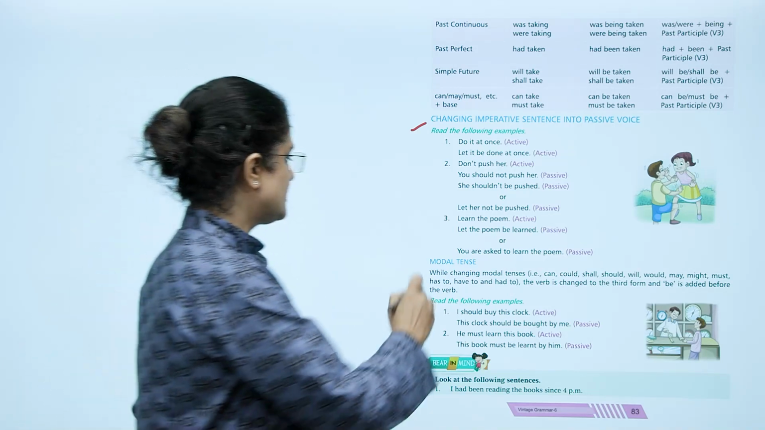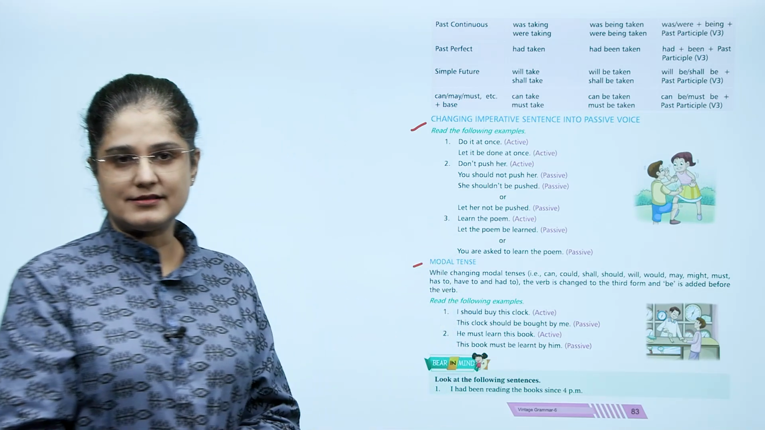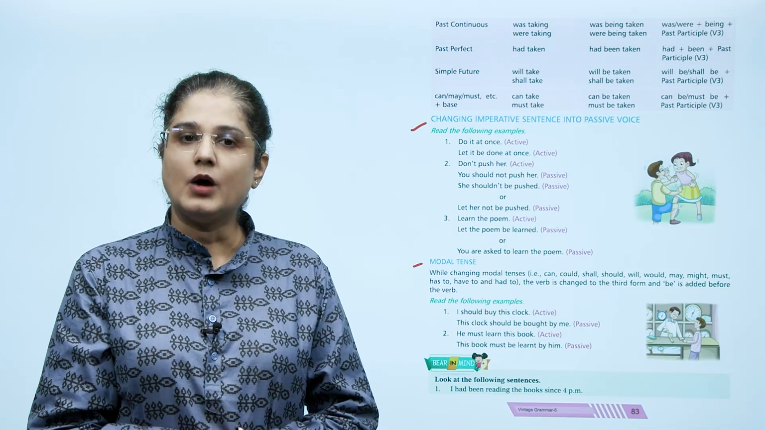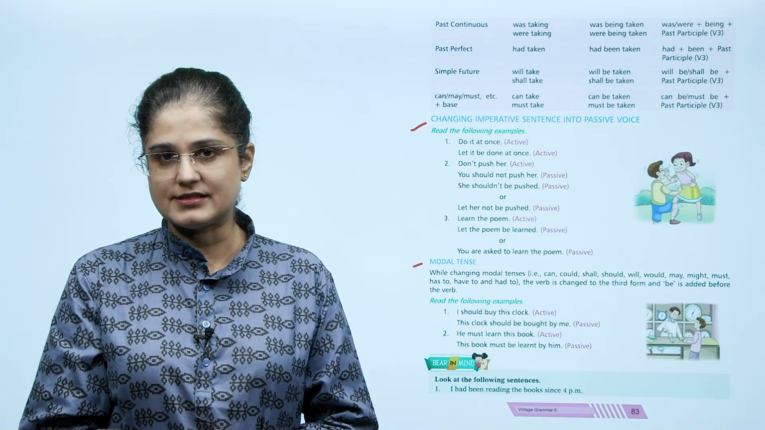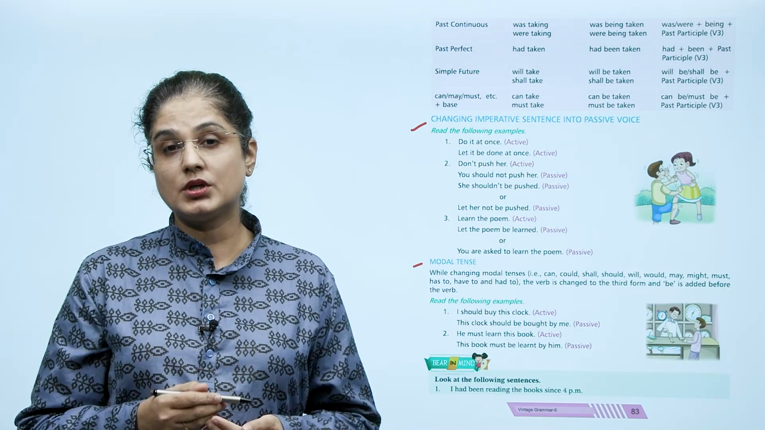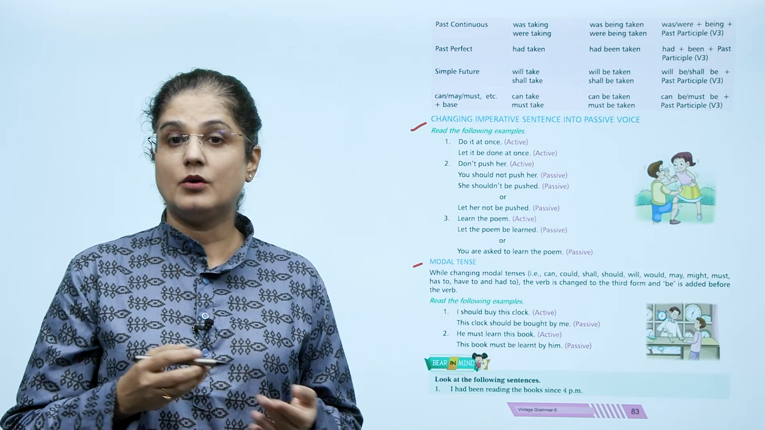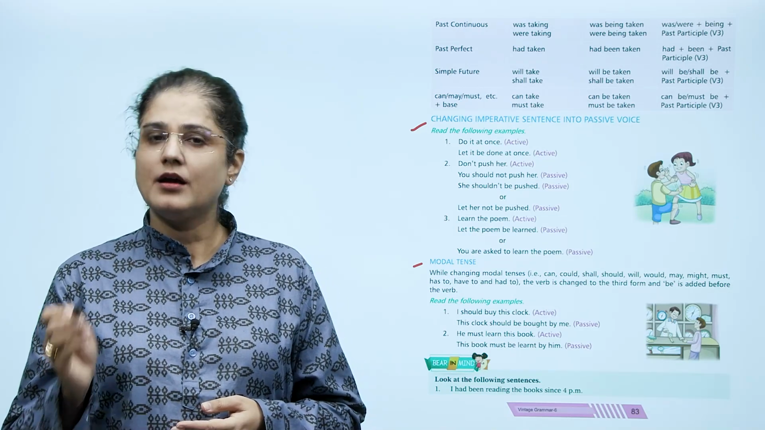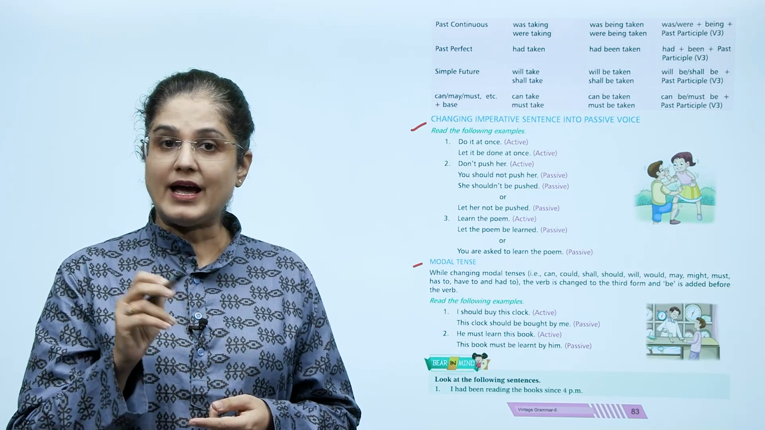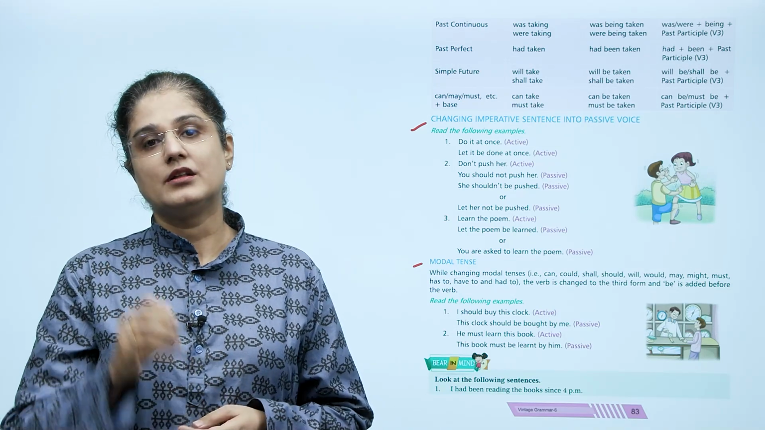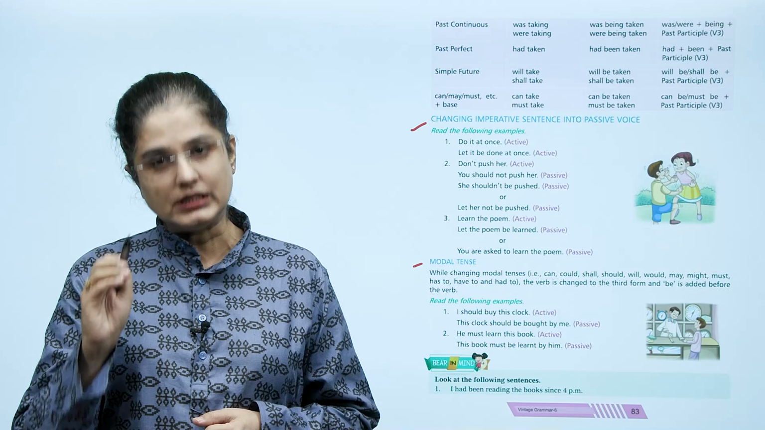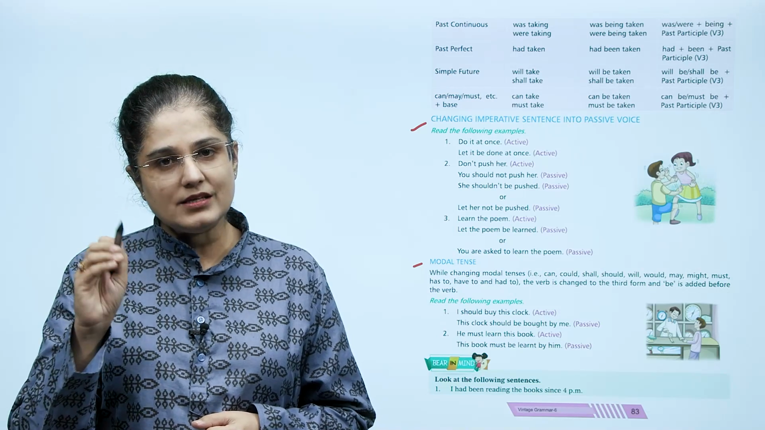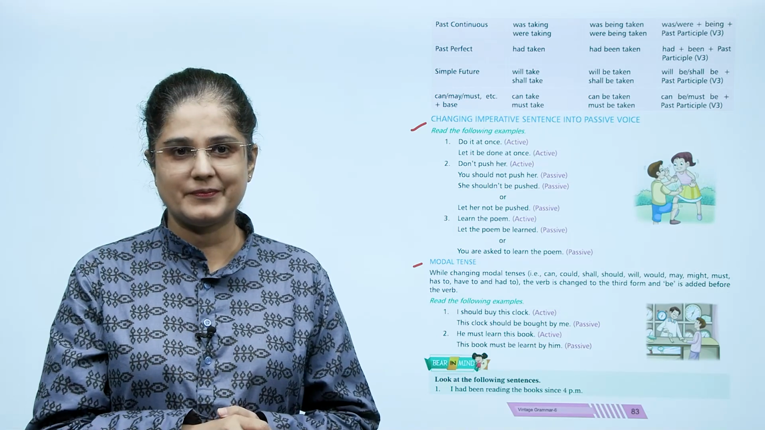Now what happens with modal tense? While changing modal tenses, that is can, could, should, shall, will, would, may, might, must, has to, have to and had to, the verb is changed to the third form and be is added before the verb.